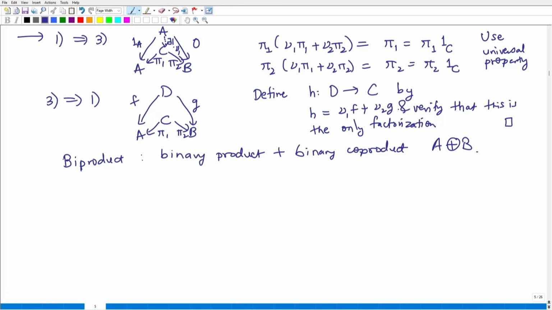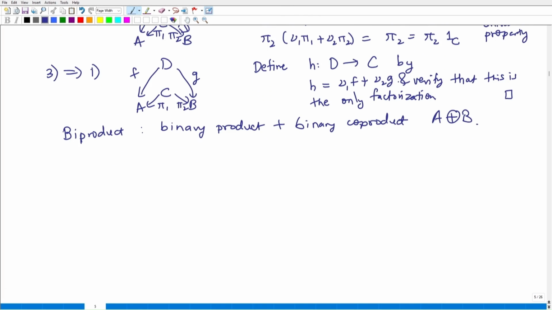Try to verify that. Yes, I haven't checked whether infinite biproducts, infinite products and infinite coproducts are not the same. But maybe after doing one more theorem next week, we will be able to prove that. Okay.